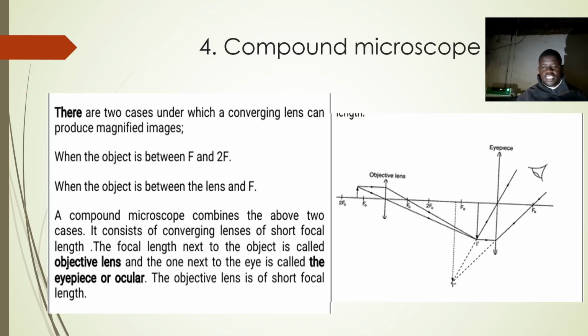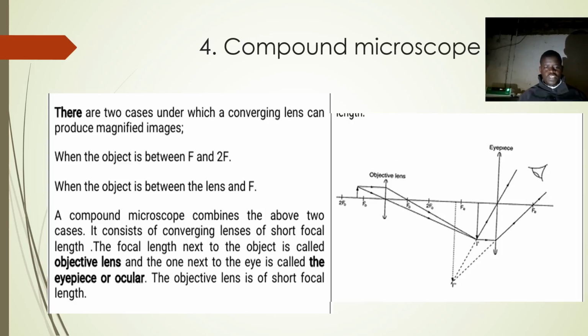Then another application or use of lenses is the compound microscope. There are two cases under which converging lenses can produce magnified images. That is, when the object is between f and 2f, in which case we know that a magnified real image will be formed beyond 2f, and when the object is between the lens and f. So a compound microscope combines the two cases above.